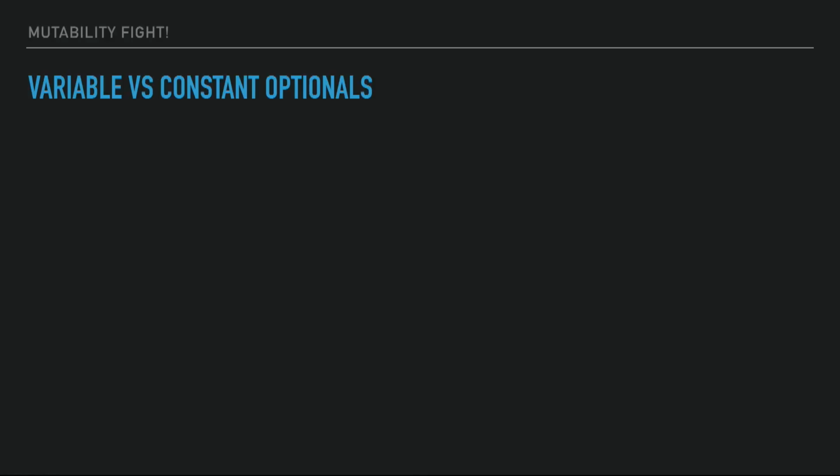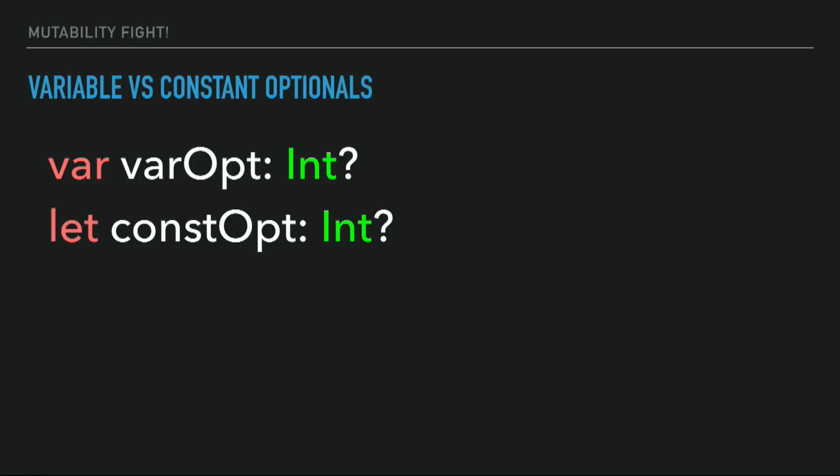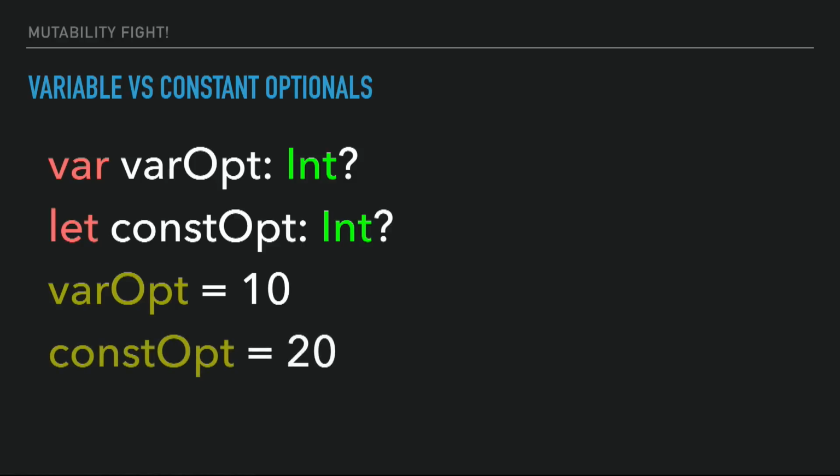One thing to keep in mind between a variable and a constant: both of these will start off with an initial value of nil. There's nothing there. So if I take the variable and change its value, not a problem. If I change the constant's value, not a problem. But now it's a constant. You can't go in and change it, even though it's an optional, even though it is an integer wrapped in an enum. Once you say let, you're saying this is a non-mutable property, and it's not going to let you change that.